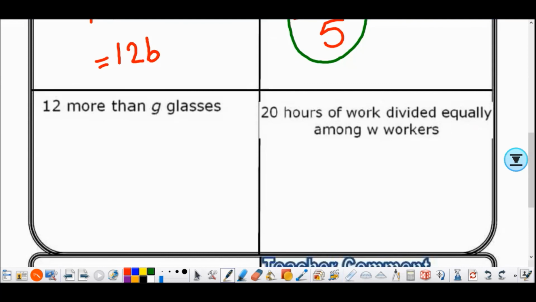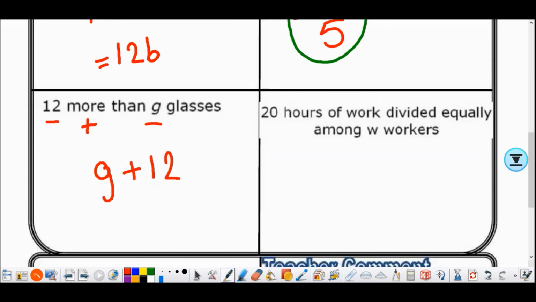Fifth one, 12 more than G glasses. Okay, so more than is going to be plus. I've got my 12 and I've got my G glasses. So because it's saying 12 more than G, my starting point is G number of glasses, and I'm going to add 12 to it.